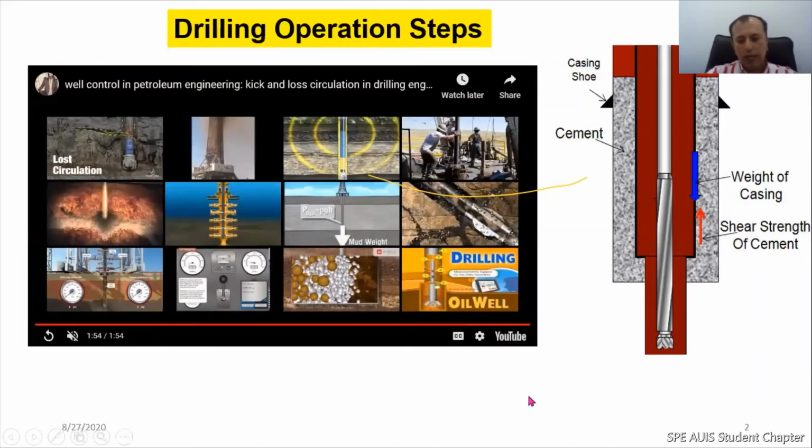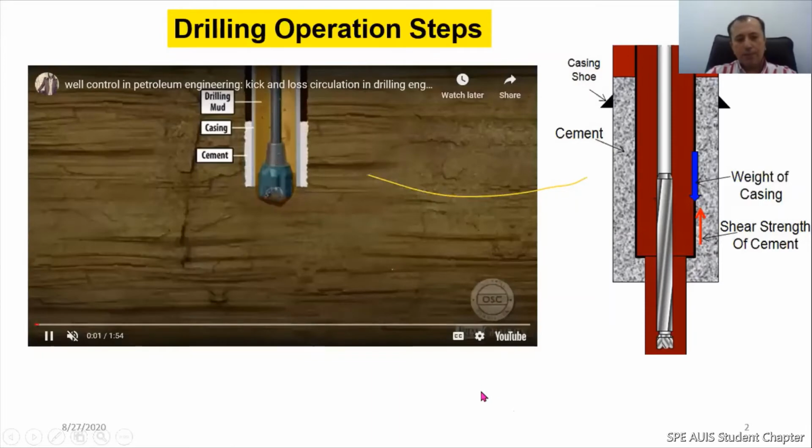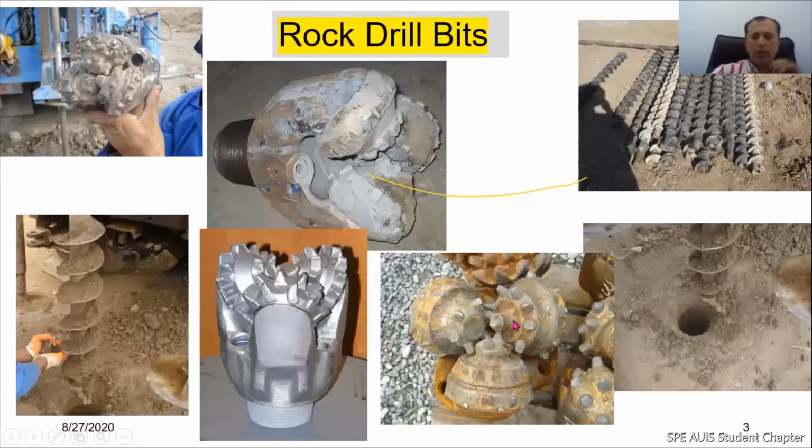Let's go ahead and see the next slide. Now, here is the bit that we normally use to drill rock formations. We have different types of steel bits for different types of rock. This one, we normally use for limestone. Those others are for shale and sandstone, which are weaker than limestone.